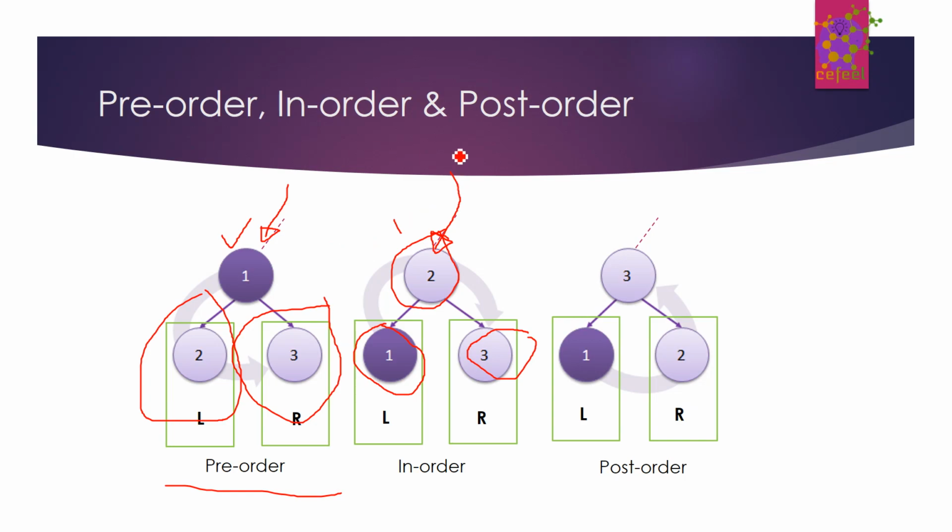Similarly, the third approach is the postorder, which you might have already guessed by now, is where we visit the current node at the last. We visit the left subtree first, then the right subtree, and at last the node. So let's see all these three strategies using an example.